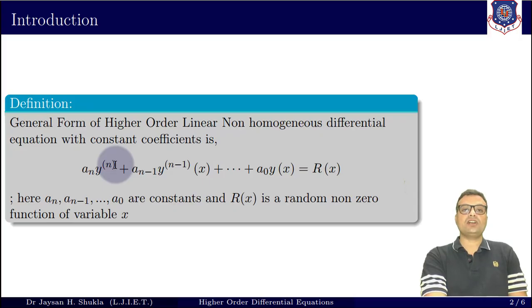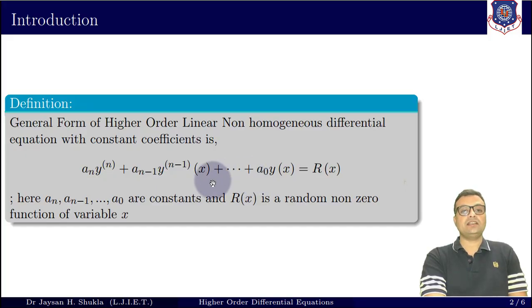This an is a constant coefficient. The next term is an minus 1, and in multiplication we have y raised to n minus 1. This means that this is function of x and it is multiplied by coefficient an minus 1. And if we continue the same and so on, at last we will receive a0 into y(x). This a0 is also constant and this y is a function y which is in the equation. So this is the left hand side of the equation.